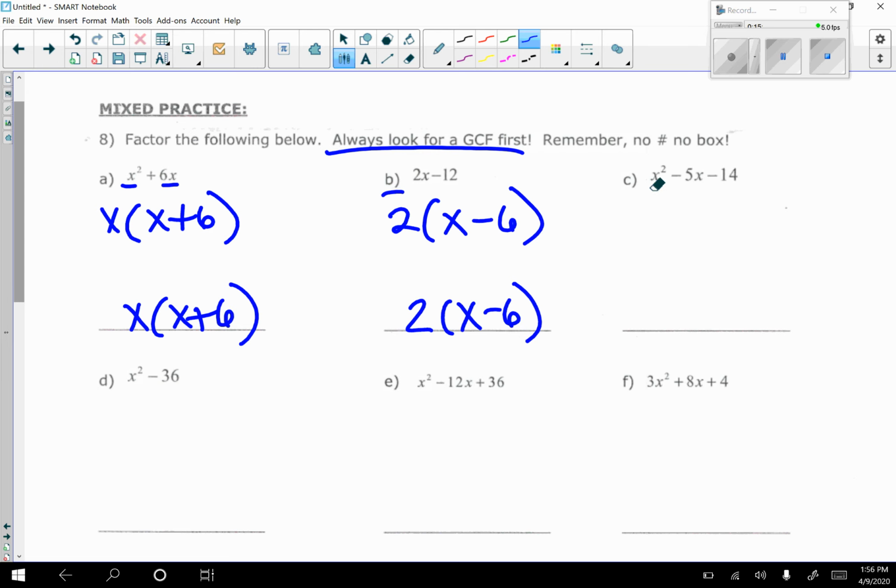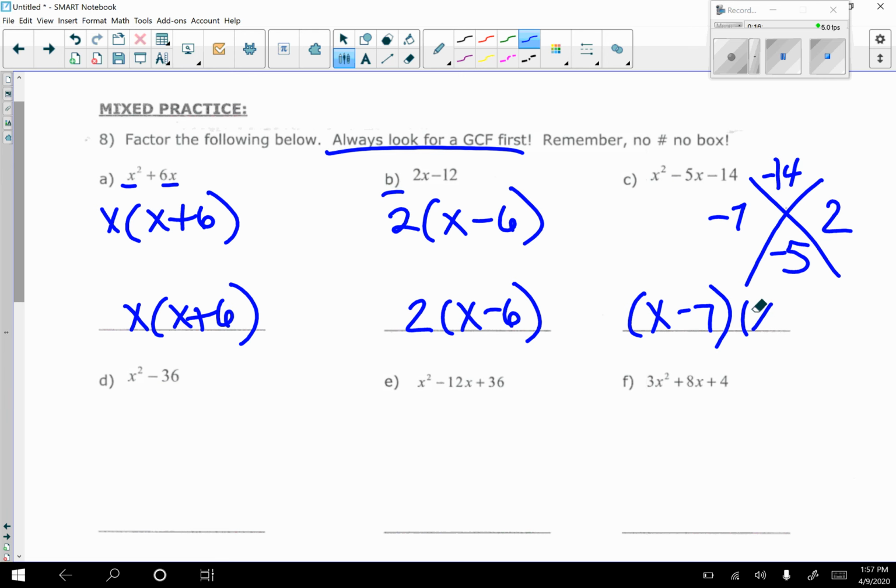My a is 1, which means all I have to do is go right here. I need to find two numbers that multiply to negative 14 and add to negative 5. Okay, if you think about it for a second, 7 times 2 is 14. How do I get negative 14? Well, I need a negative 5, which means this has to be negative 7, because negative 7 plus 2 is negative 5. If I did 7 minus 2, it would be positive 5. So I can write this as x minus 7 times x plus 2. And I'm done.